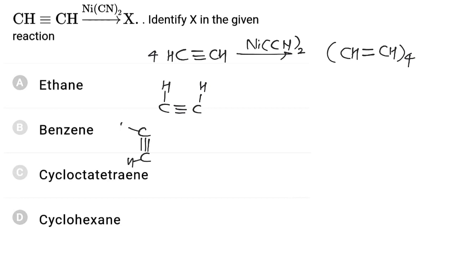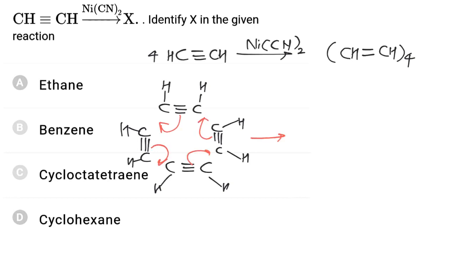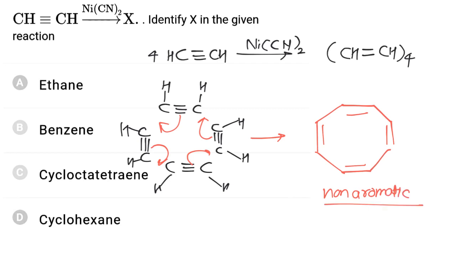Now if we have 4 equivalents of acetylene, a pericyclic reaction takes place in which a cyclic transition state is formed. So after the cyclic transition state, it will be converted to cyclooctatetraene. Now cyclooctatetraene is a non-aromatic compound which has a tub-shaped structure, and hence the correct answer is C.